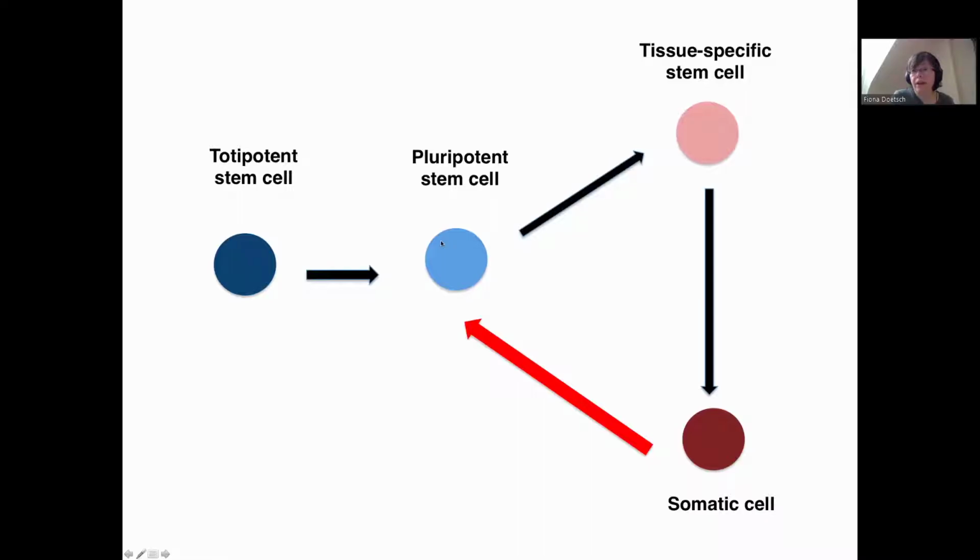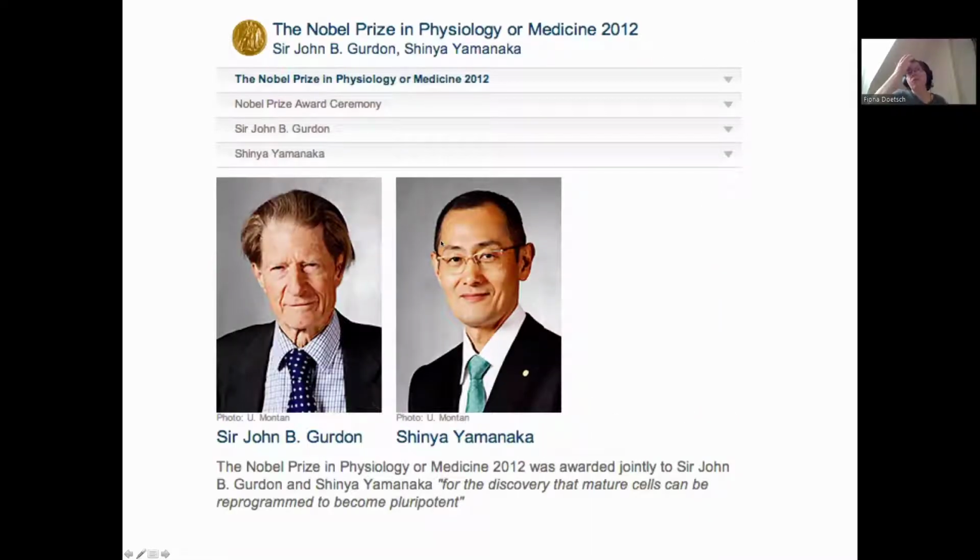And this discovery actually was awarded the Nobel Prize in 2012 to two remarkable scientists, John Gurdon and Shinya Yamanaka. So, John Gurdon had done very early experiments in the 1950s looking at frog cells. And what we're going to talk briefly about today are the more recent experiments by Shinya Yamanaka, where he was able to do this with mouse and human cells. And they got this prize for the discovery that mature cells can be reprogrammed to become pluripotent.